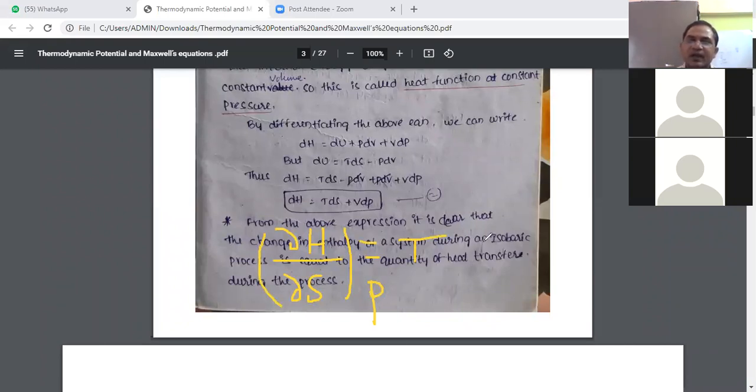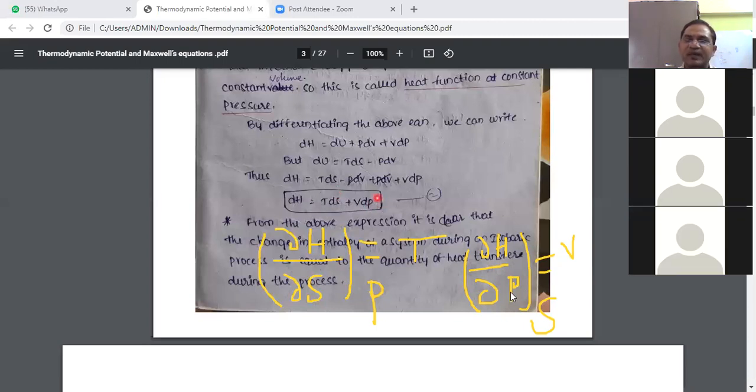Similarly, at constant entropy, when entropy is constant, dS is equal to 0, so the first term becomes 0. Then dH is equal to VdP. So ∂H/∂P at constant S is equal to V. Right, sir? Again, here dH is also a perfect differential.